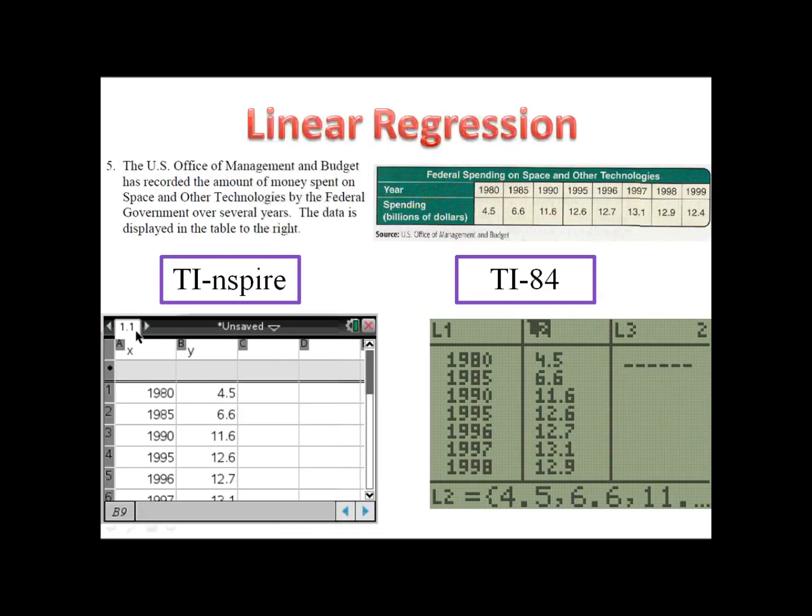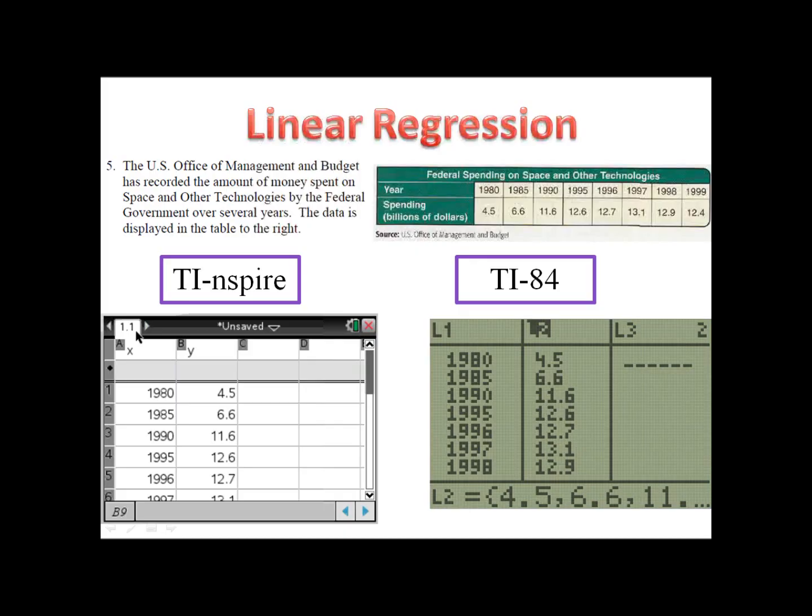In order to perform a linear regression, we use our calculator, either the TI Inspire or the TI-84. All of the instructions on how to do this process are in your notes. On this screen, I'm showing some screenshots of what the calculator looks like as we work through each process.